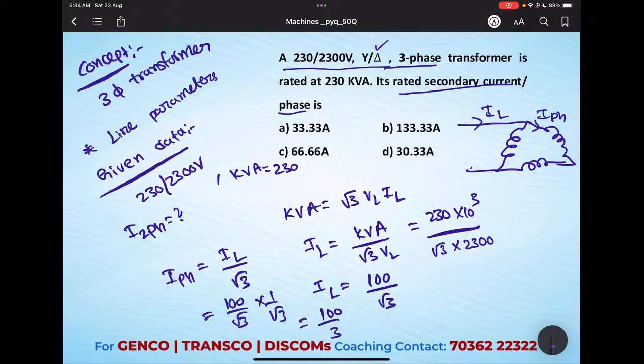The option will be 33.33 amps. Yes, it's correct, 33.33 amps. Sorry, our option will be A. Our option will be 33.33 amps. Our option will be A.